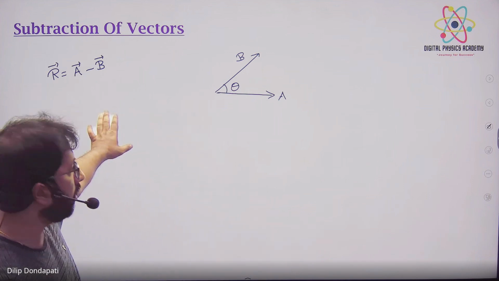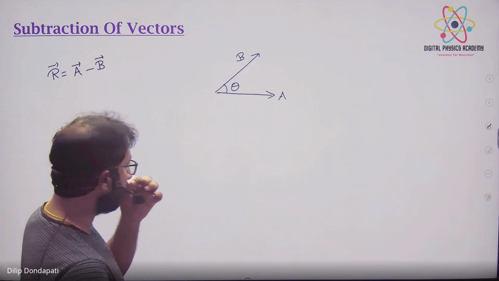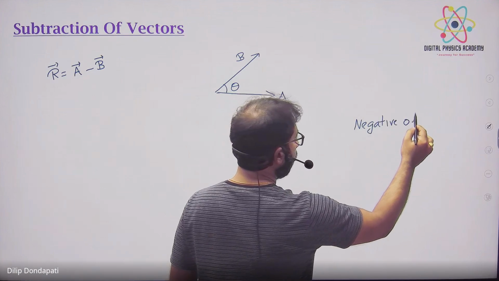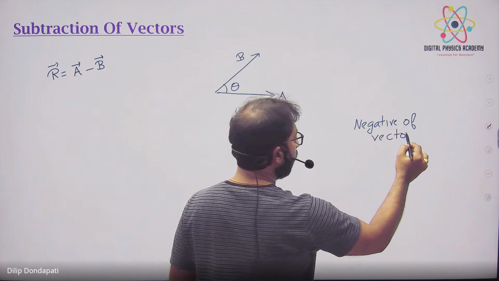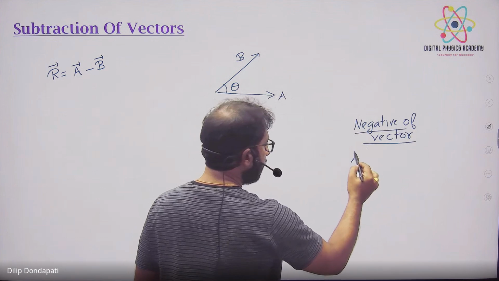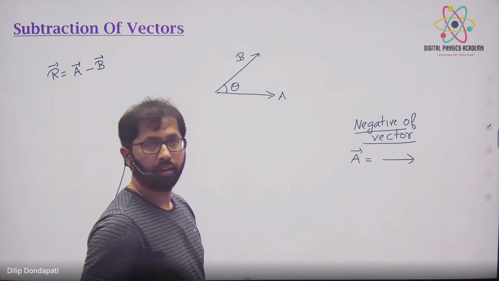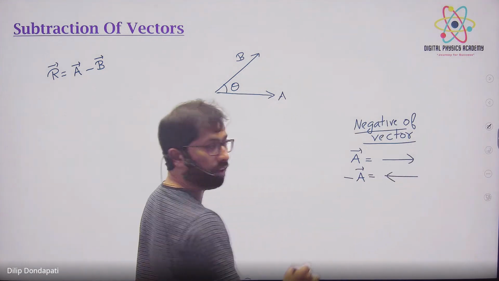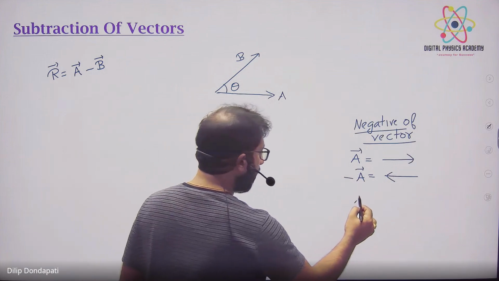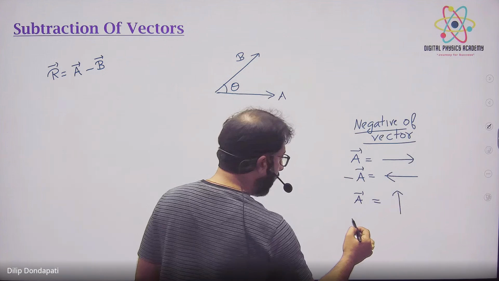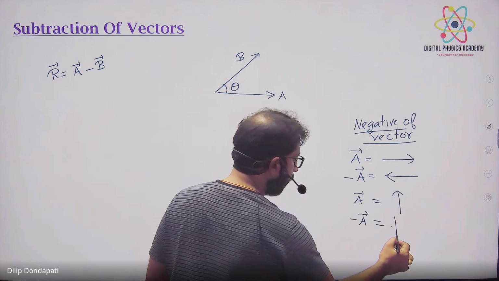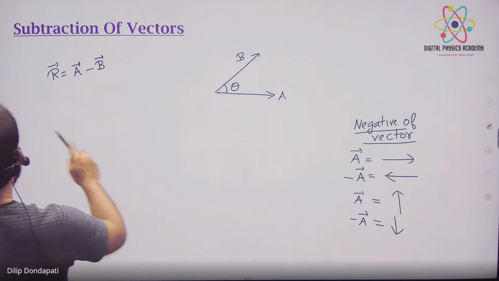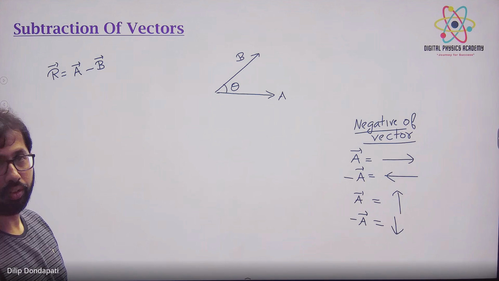Okay. To understand subtraction, you have to understand the negative of a vector. What is the meaning of negative of a vector? Suppose a vector is like this. The negative vector will have the opposite direction, like that. This is negative. Suppose a vector is upwards, the negative of a vector is downwards. This is called a negative vector. Now we are using this concept for subtraction of vectors.